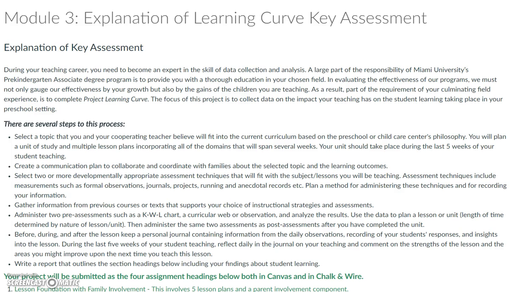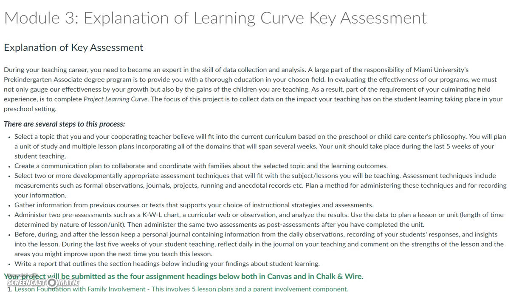Before, during, and after the lesson, you're going to keep a personal journal which contains information from your observations, recording student responses, and insights into the lesson. During this last 5 weeks, you're going to reflect daily in this journal on the teaching and comment on the strengths of the lessons and areas you might improve upon. So what were some things the children understood easily? What were some things that really didn't go over well and you might reteach differently?